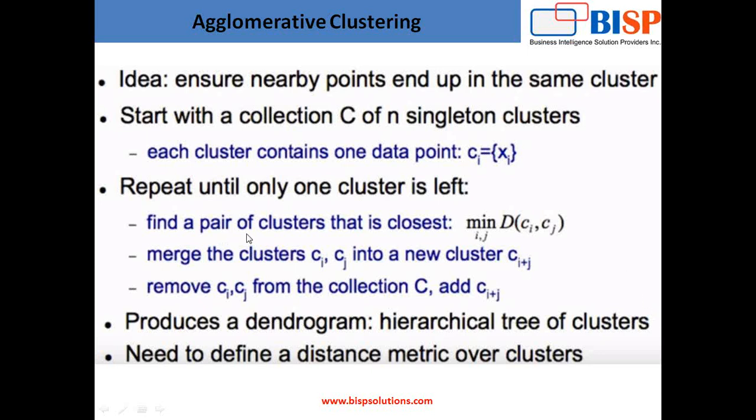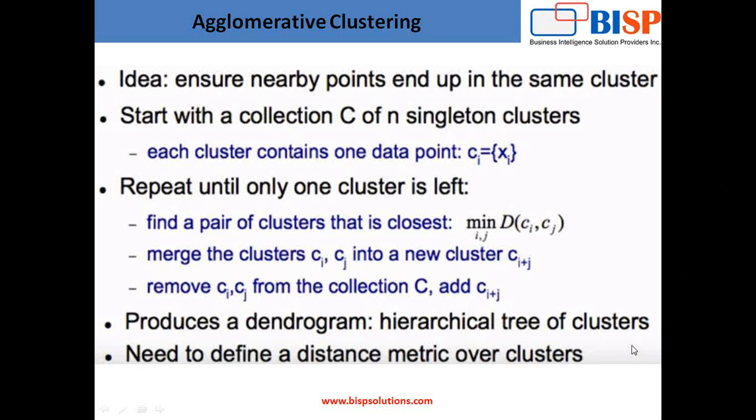We need to find a pair of clusters that is closest, the minimum distance between ci and cj, or a pair of clusters which is nearest to the other clusters. Then we merge them into a new cluster, which we call ci plus j, and we remove ci and cj from the collection and add this merged cluster. So basically we remove the existing nodes and add the merged cluster into that collection.